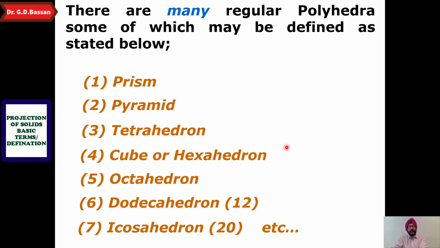There are so many types of polyhedra, but out of these, mainly we are concerned with the prism, pyramid, tetrahedron and cube or hexahedron. So we are mainly discussing these four types of polyhedra in detail, and how to draw the projections of these solids. That we are also discussing.